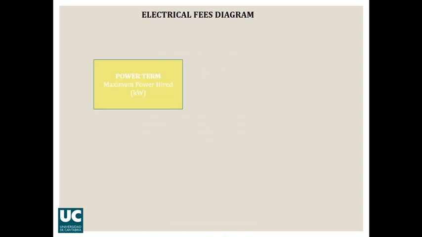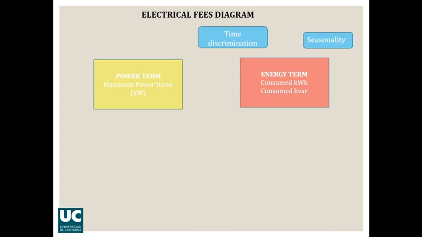Here we have a graph that represents the way in which the fee is defined. First, we have a power term, that is the maximum power that we have hired, and we have an energy term, which is the consumed energy, and we are talking about both the active and the reactive consumed energy. That term is affected by time discrimination and seasonality. Both of them are going to condition the energy term.